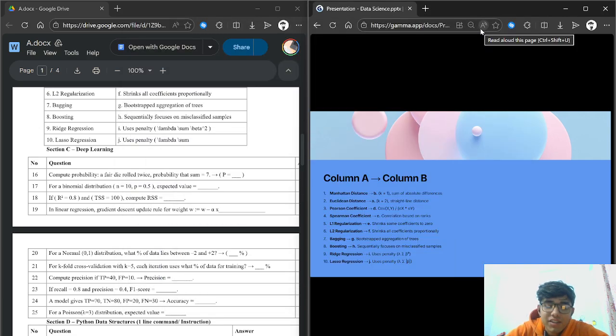Let's continue our discussion of section C, that is the deep learning part. Let's proceed with question number 16, that is about probability.